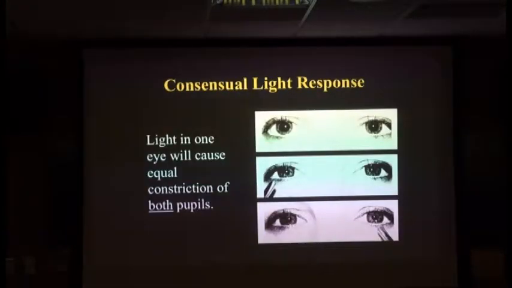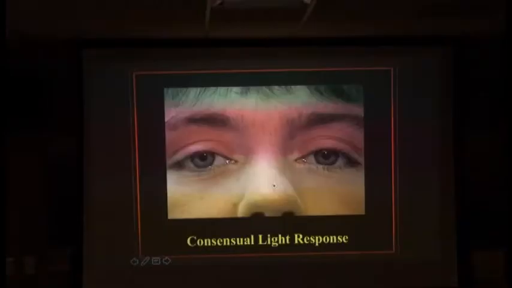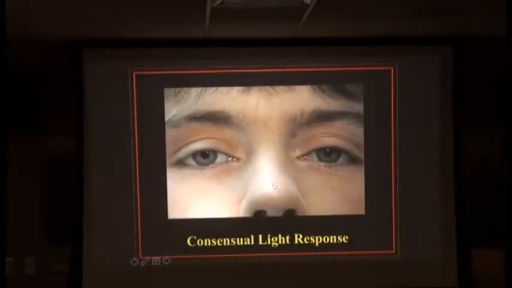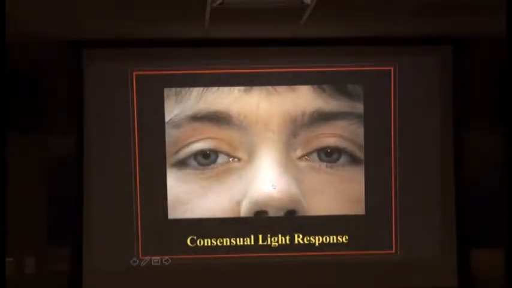So the consensual light response, we just talked about why we have a consensual light response. The consensual light response simply is that when you shine light in one eye, like this, you have to use this pointer since we've got 3 screens, but when you shine the light in one eye, both pupils constrict equally. You shine the light in the other eye, both pupils constrict equally. Here is a video demonstration of that. So watch the pupil that doesn't have the light, and you'll see the consensual light response.